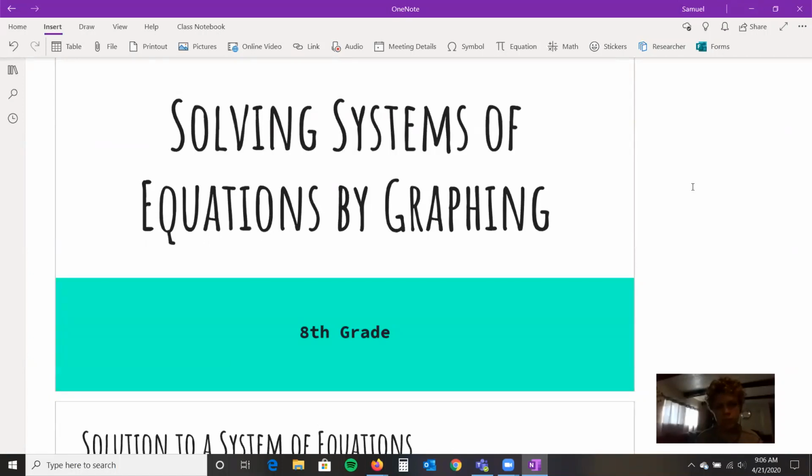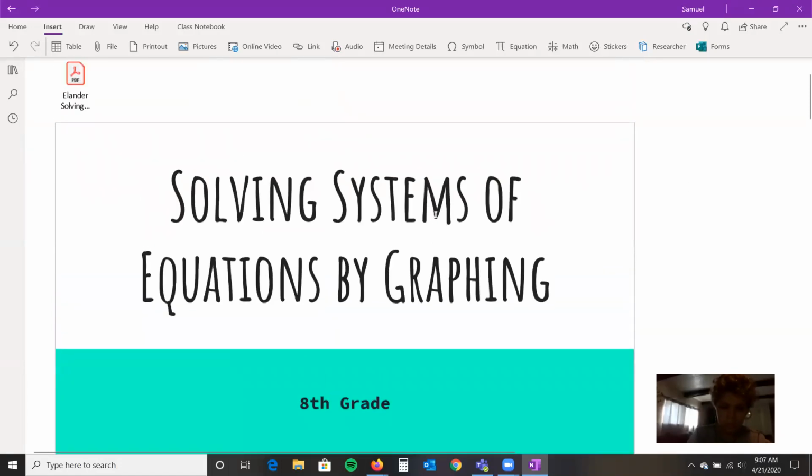So it can be two equations in a system, it could have three equations or four equations, but there has to be some solution that works for all of them. And then we talked about checking if a coordinate pair was the solution to a system of equations, right?